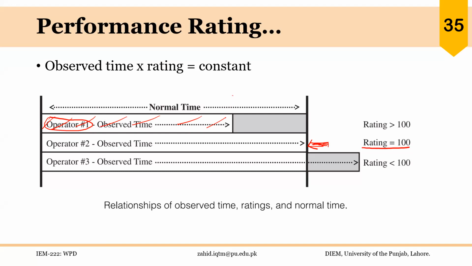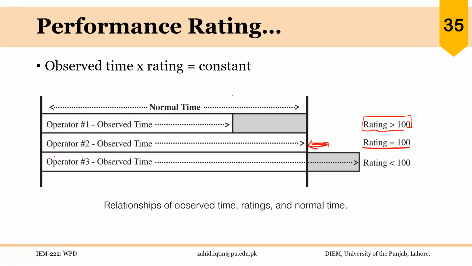So we have to increase this time. We are observing the operator and seeing that he is faster than average, so we will assign a rating greater than 100 so that the time taken by this operator increases and comes closer to the average operator. We want to increase that time, which is why we will have a rating of greater than 100.